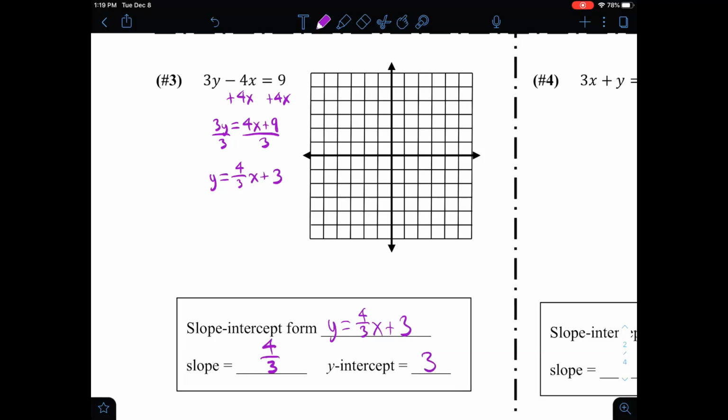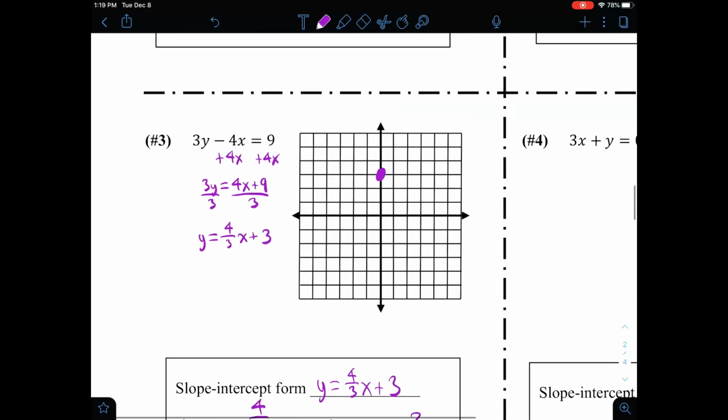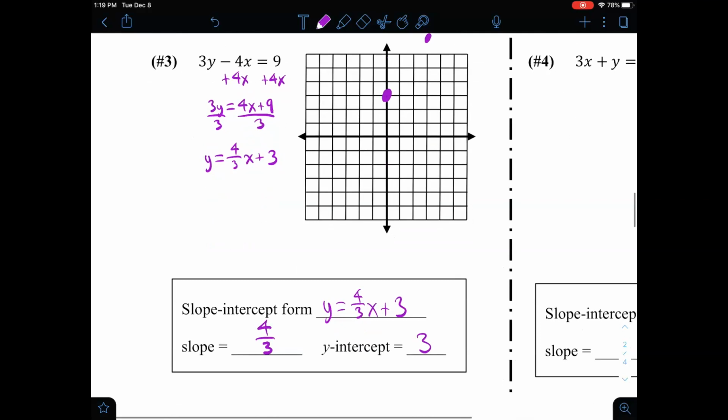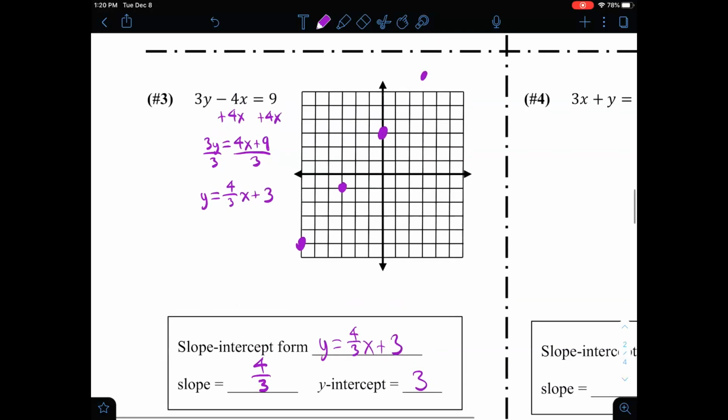So are we going to go up 3 or down 3 with our y-intercept? It's positive 3, so we're going to go up 3 on the y-axis and put a point. And our slope is a rise of 4 and a run of 3. So we need to go up 4, right 3, up 1, 2, 3, 4, 1, 2, 3. So you can do this if you want, but it's off the graph. Instead of going up 4, right 3, it might be easier to go down 4, left 3. Then go down 4, left 3. And there's our graph.